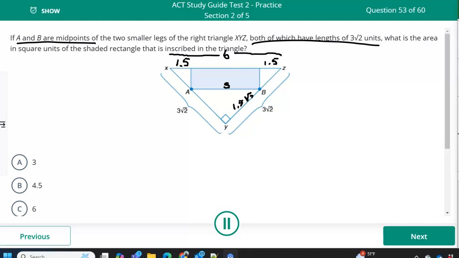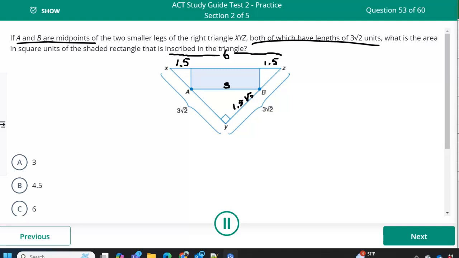All right, we know that this length here is 3. So that is going to split this side here into a length of 3 in the middle. It's still going to have a remaining length of 3, but it's going to be 1.5 on each side.